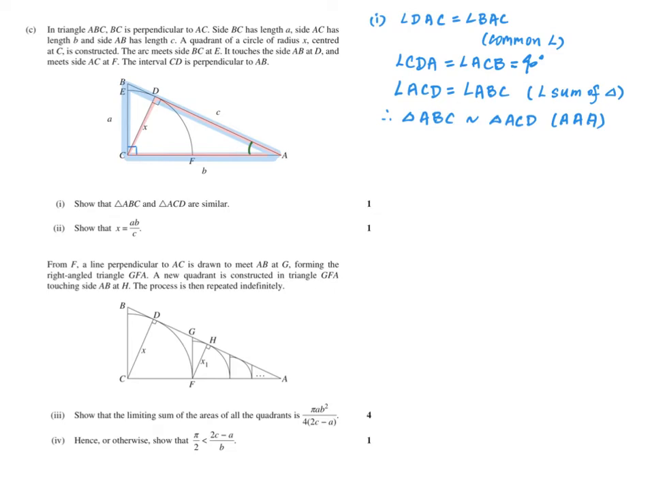Question 2 asks you to show that this x is actually equal to A times B divided by C. From the result of similar triangles, we know that all the sides are correspondingly in proportion. Therefore, the result is obvious.